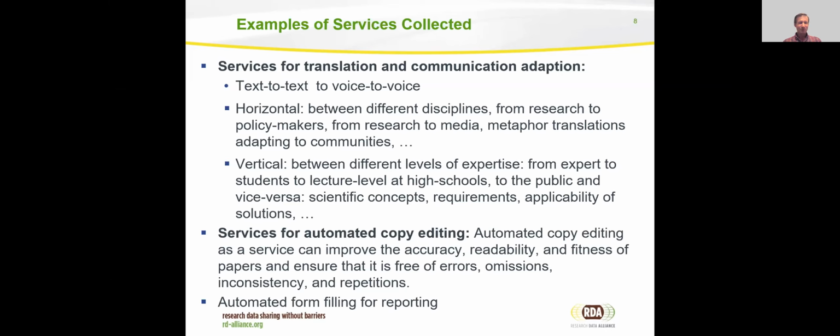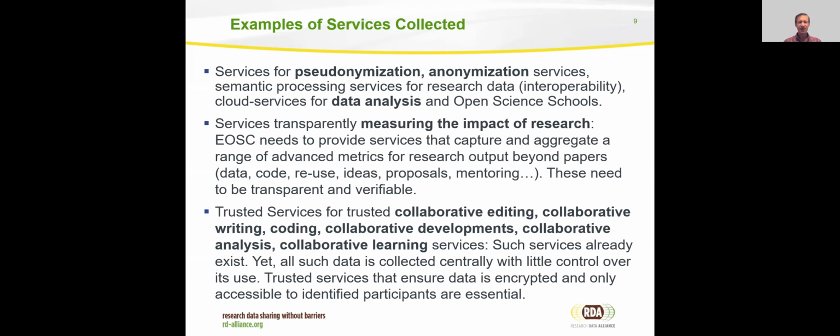Something that came up in the "what would you like to get rid of" exercise was automating copy editing and filling forms to make reporting easier. We're all suffering from an overload in bureaucracy, it seems sometimes, but it's true, it's about getting rid of tedious tasks that are not key to the actual research.